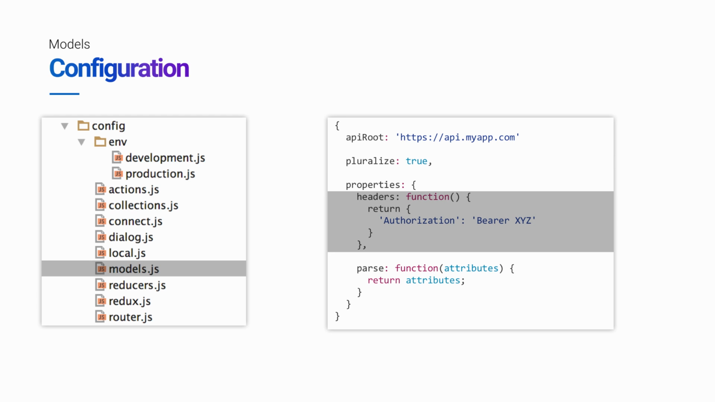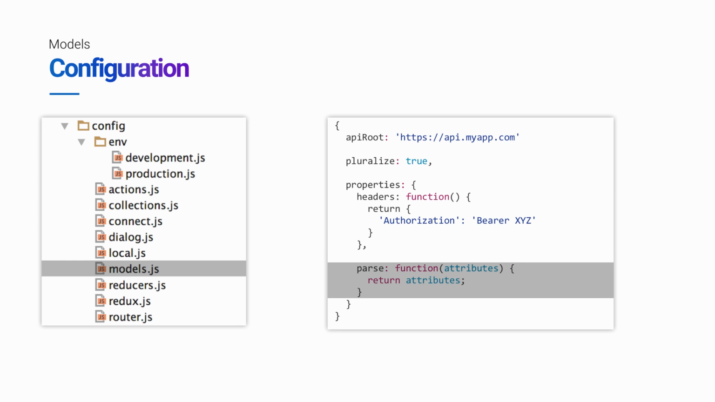There's also a field that you can use to pass headers along. So if you need to pass a token for authorization or any kind of information that the server needs through a header, you can set that here. And parse is another useful method that you can use to transform the data that comes from the server before you use it in your application.